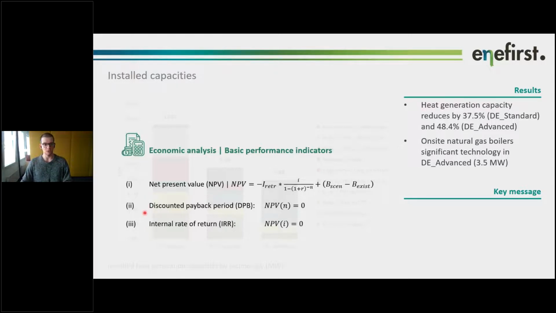There are 2 derived indicators which basically tell the same story. One is the discounted payback period. So that's the number of years needed for the investment to amortize or to pay off. And the other is the internal rate of return, which is the discount rate that makes the net present value 0. And if the internal rate of return is greater than the discount rate, also called the hurdle rate, then the overall investment is cost effective. For this economic analysis, we assumed a discount rate of 5% and a lifetime for the building components of 20 years, according to the EPBD.